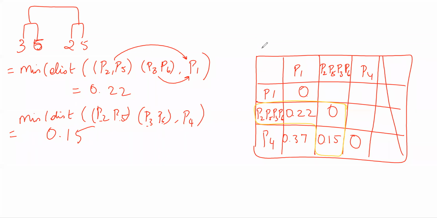Ma'am, 0.15, ma'am. Exactly. So 0.15 is the smallest value in the table. So which is that point from here to P4, which means that I already have the dendrogram created for this particular part. The dendrogram is ready. Now I have P4 coming into the picture. So I'll be writing the dendrogram as 4 is a part of this cluster.